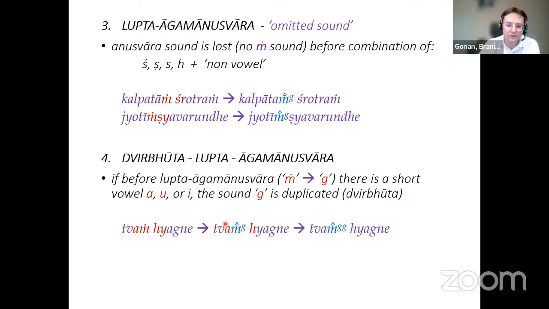But then before this lupta anusvara, there is a vowel, a short vowel. So it means that we need to duplicate this g. So it is tvag g hyagne. But this is very rare, and I have seen this maybe once or twice in certain texts. I just mention it because this is according to the phonetic changes of anusvara.